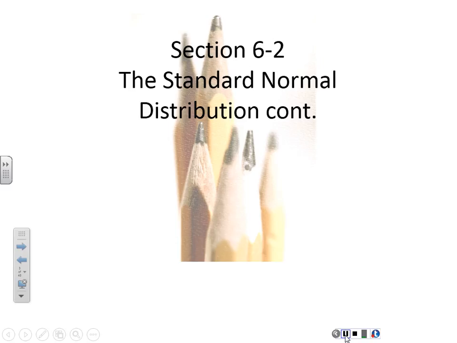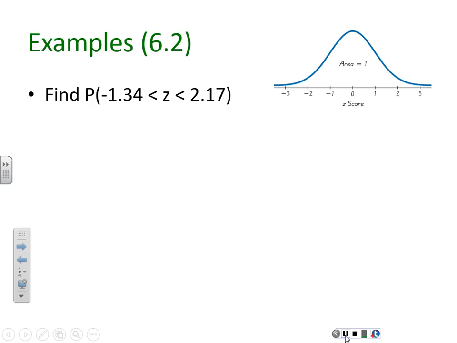So last time we were looking at using the standard normal distribution. Remember, the standard normal distribution has a mean of 0, a standard deviation of 1, and it has that nice bell-shaped curve. When we were using our tables, I want you guys to go ahead and use the tables and find the probability that you get a z-score that is between negative 1.34 and 2.17.